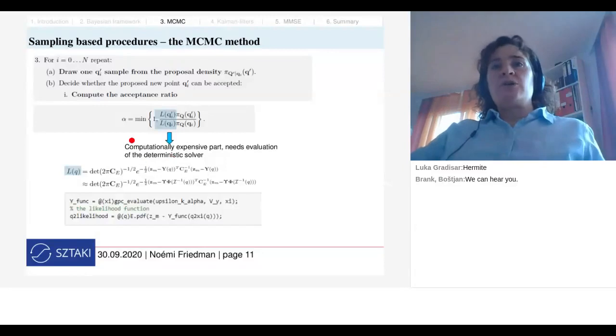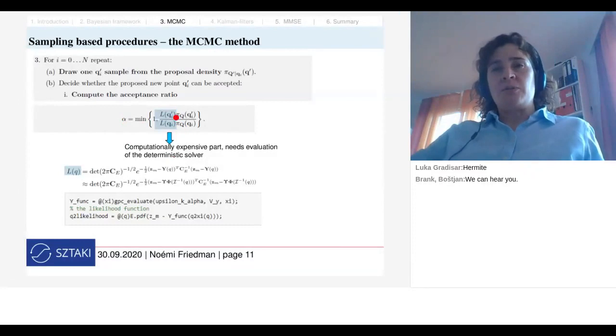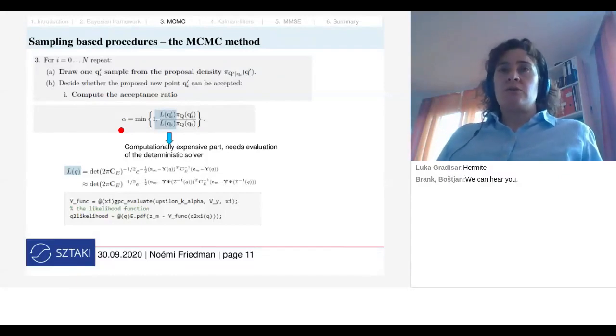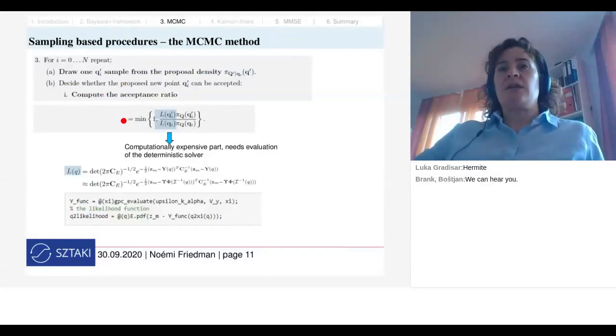Okay, and because of that, I compute this acceptance ratio, which will be the ratio of the two posterior probabilities. And from this alpha, what I will do, I will just draw a sample from a uniform distribution from 0 to 1. And if it's smaller than alpha, I accept it. If it's bigger, I don't accept it. And this way, I assure that I accepted the step with alpha probability.